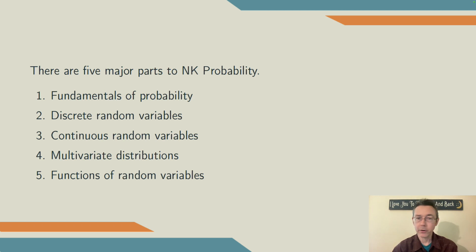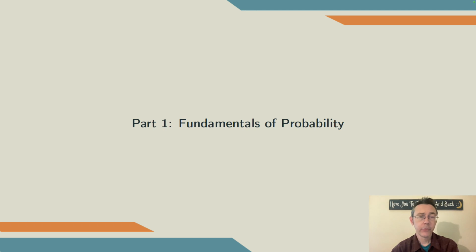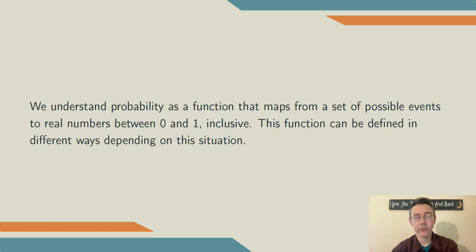There are 5 major parts to this class, and in fact, to any probability class that you'll have at the advanced undergraduate level. I've listed them here. I want to run through each of them a little bit more in depth. First of all, we need to understand exactly what we mean when we use the word probability and consider some of the basic properties of probability.